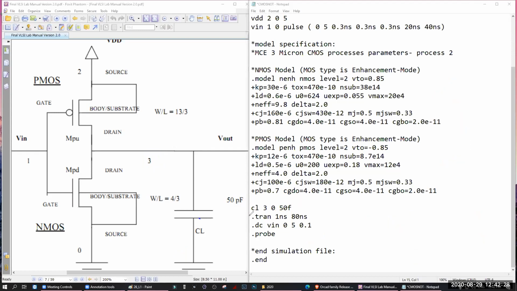Now, this too is very important. Dot tran, dot DC. What is dot tran and dot DC? Let's see the whiteboard. Now, what do you understand by output? What do you expect from this circuit to perform? What will be the output of this circuit? Not gate, yes, not gate.